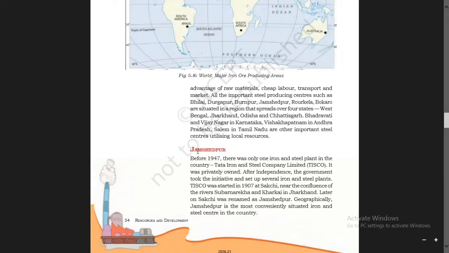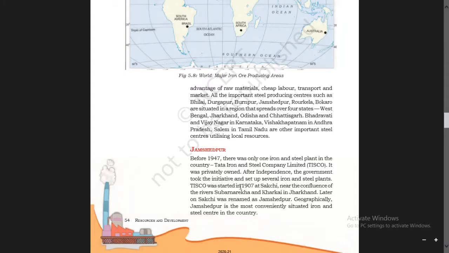Now let us see Jamshedpur. Before 1947, there was only one iron and steel plant in the country. It is Tata Iron and Steel Company Limited, TISCO. It was privately owned. I mean, before independence. But after independence, the government took the initiative and set up several iron and steel plants. So after independence, our Indian government took the ability to assess and initiate things independently and set up several iron and steel plants.